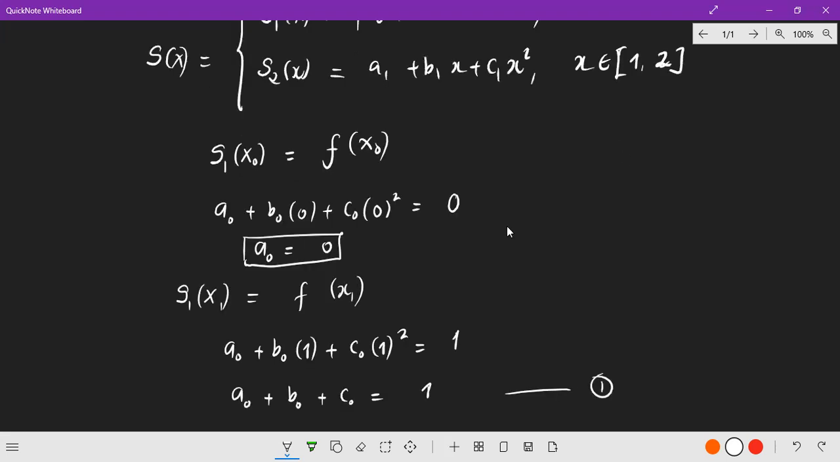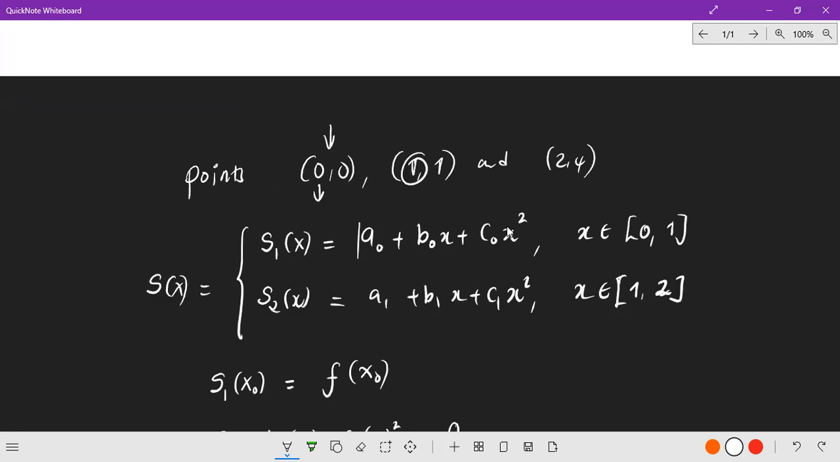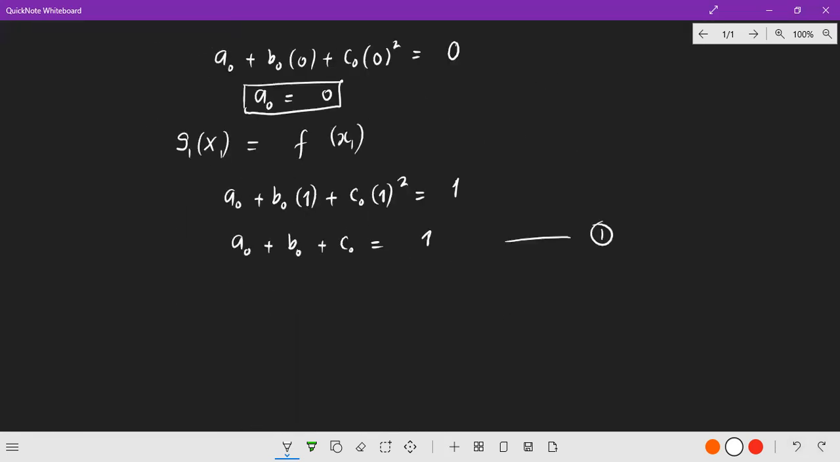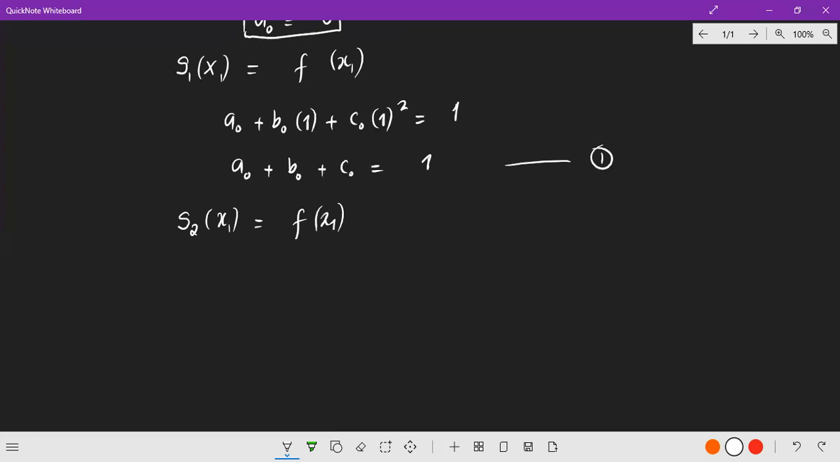Okay, all right, and then we are done with that, of course. The next one is this equation now. So this equation also we're going to evaluate at this point here, which is x1. So equation number 2 as our S2. So S2 evaluated at x1 equals f of x at that point. So we substitute 1 in that function.